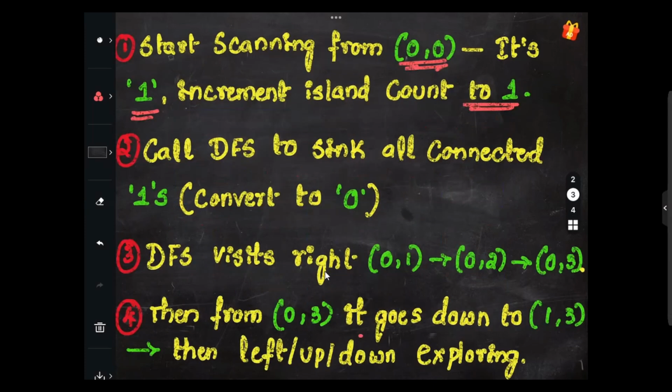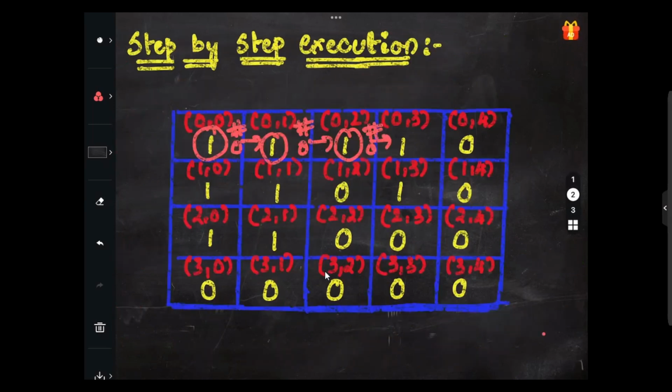So next, from 0,3 it goes down to 1,3, right? So I'll just come here, 0,3. This one also we have to consider, right? So this one 0. It will go down basically. This is fine. This one we will consider, right? So this one also hash 0.